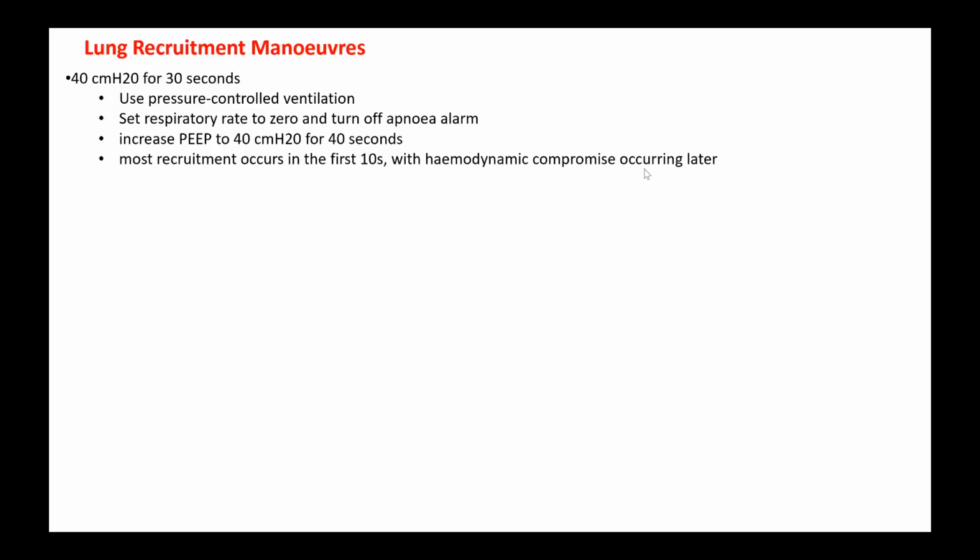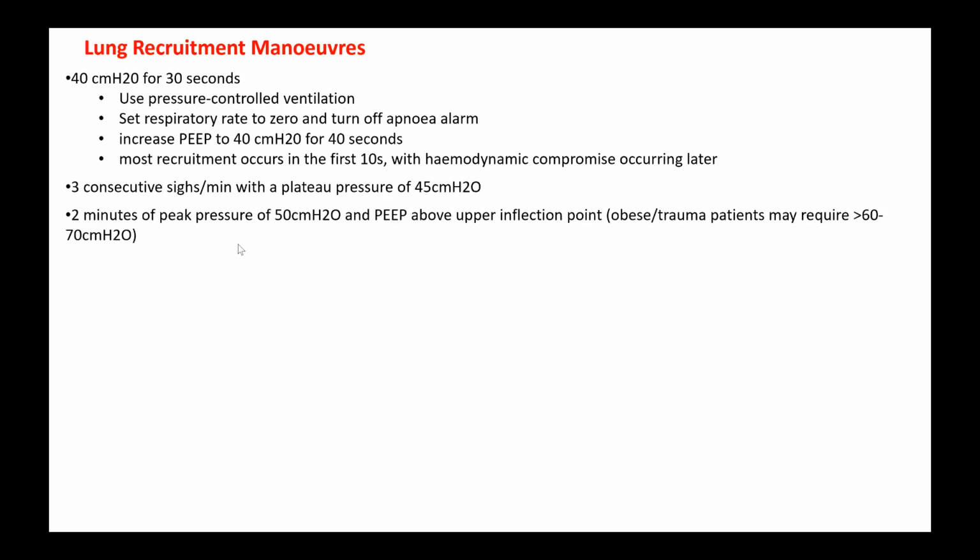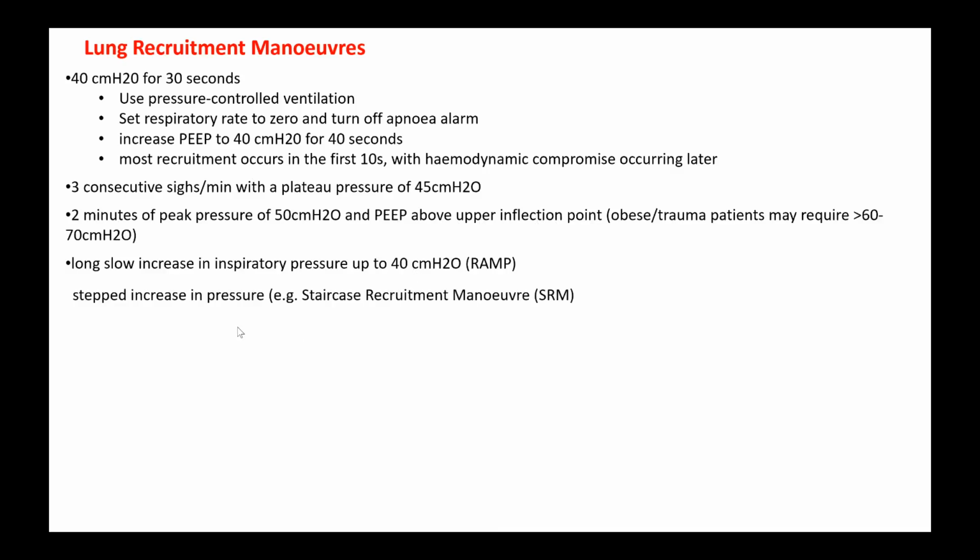Then hemodynamic compromise starts occurring later. Then 3 consecutive sighs or minimum plateau pressure of 45. This is another mode of doing it. Or 2 minutes of peak pressure of 50 centimeters and keep above upper inflection point of more than 60 to 70. Or slow, long increase in respiratory pressure up to 40 centimeters.